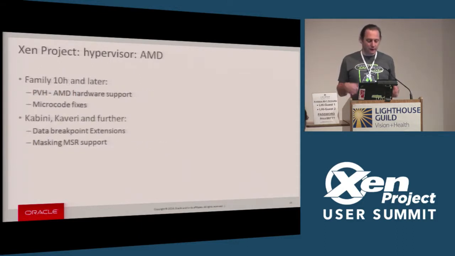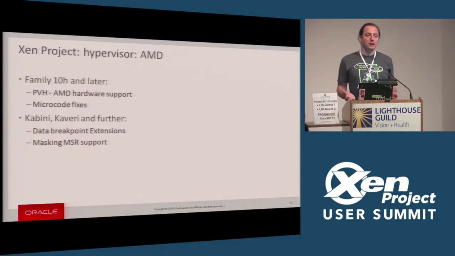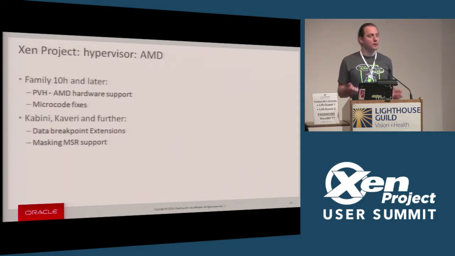For AMD, there's the same thing. We wanted to make, oh, PVH, I totally forgot about that. So, PVH: if you go back 10 years ago, when Xen came about, there were no CPUs with virtualization instructions. So we came up with a type of kernel called paravirtualized, where instead of making native calls to change certain low-level operations, we make a hypercall.